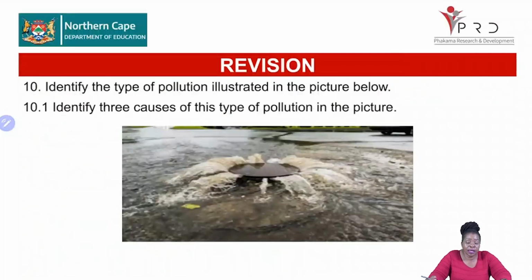Right, that's question 9. Then we move on to question 10, says identify the type of pollution illustrated in the picture below. I'm sure we can all see the picture there. That's water gushing out of a sewer or whatever you can see there at the bottom. And then it also says identify 3 causes of this type of pollution in the picture. Right, so we are going to answer question 10 and 10.1, then we'll move on to the solutions.